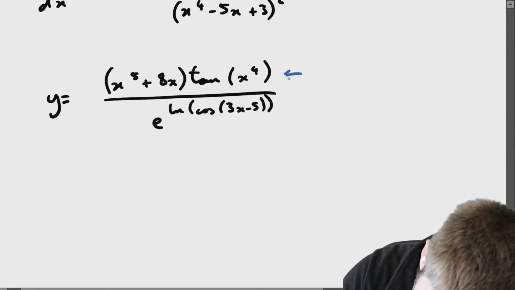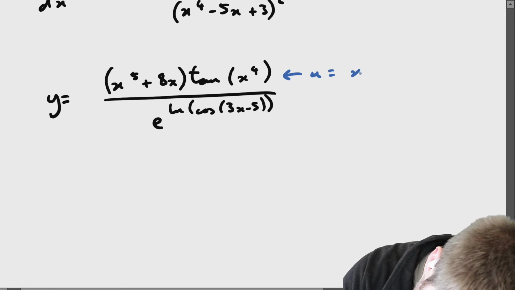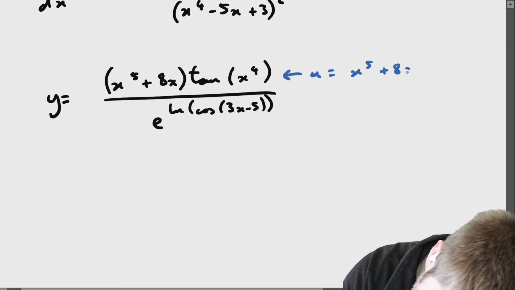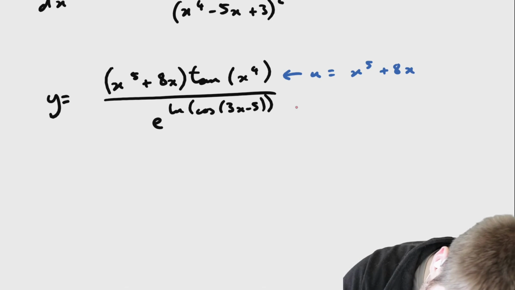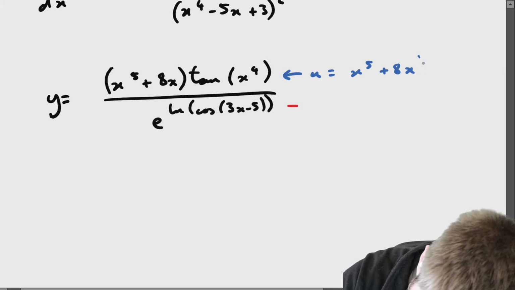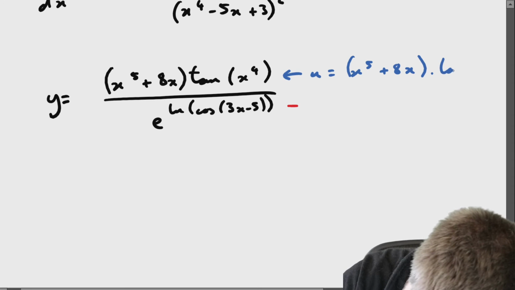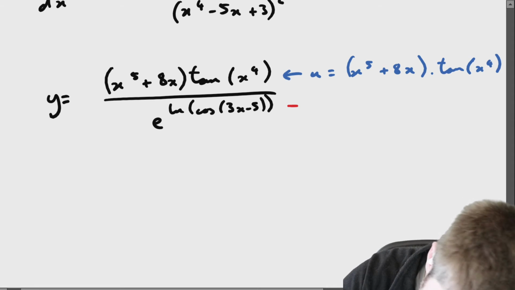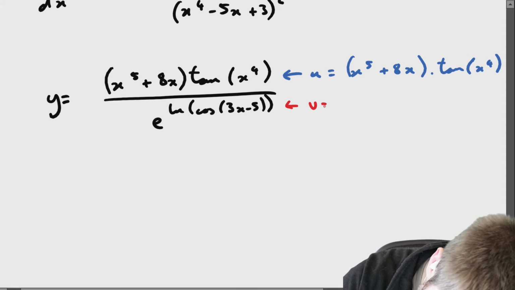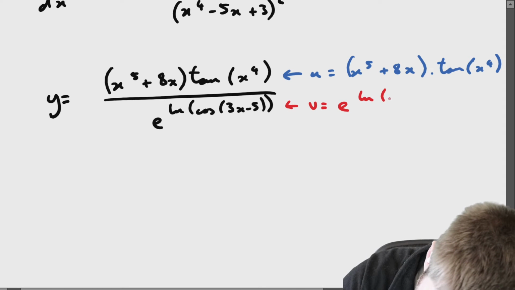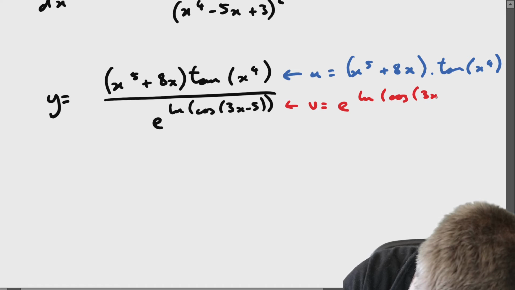So here I'm going to call u that x to the 5 plus 8x, okay? And then multiply all that, of course, I can't just get away with that. Multiply by the tan of x to the power 4, okay? And then my v on the denominator is going to be equal to e to the natural log of cosine of my 3x minus 5.